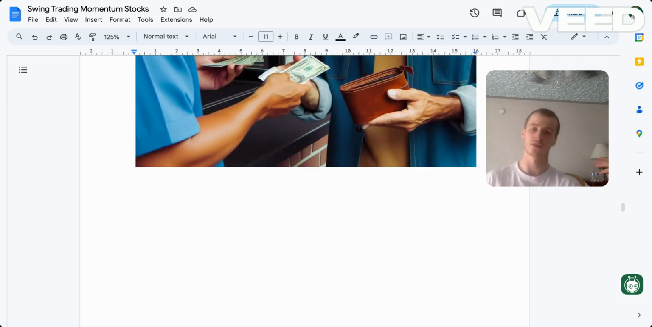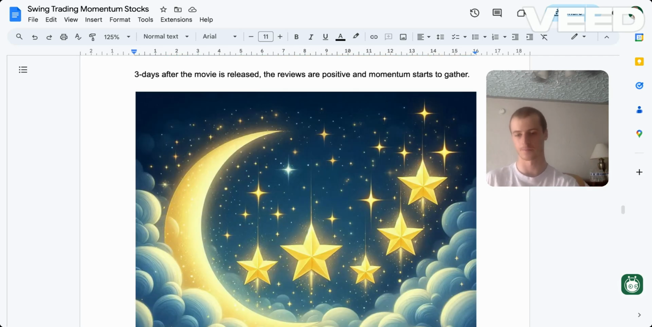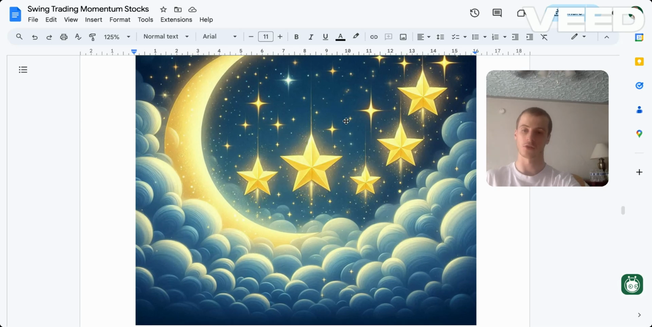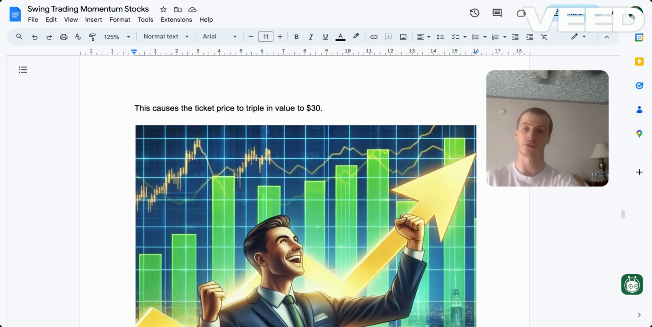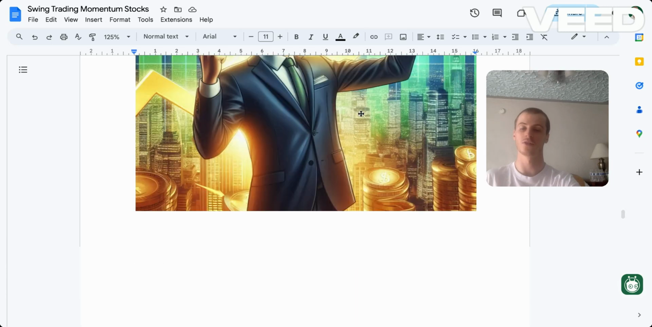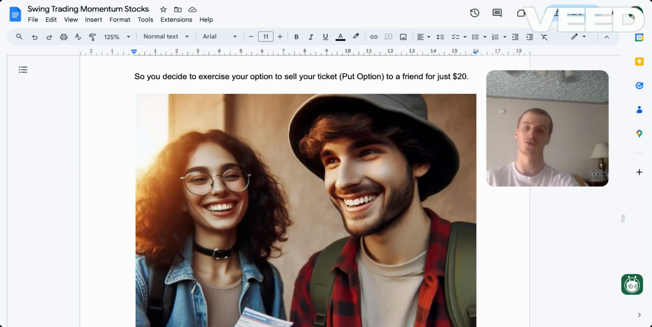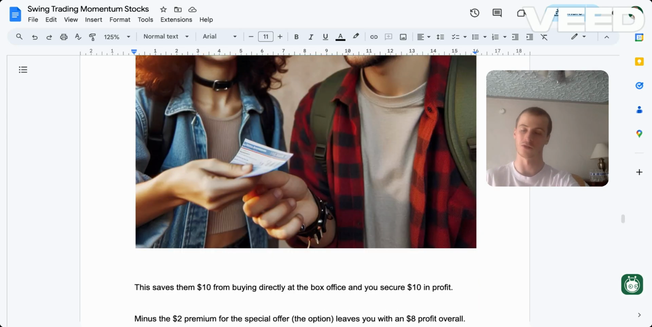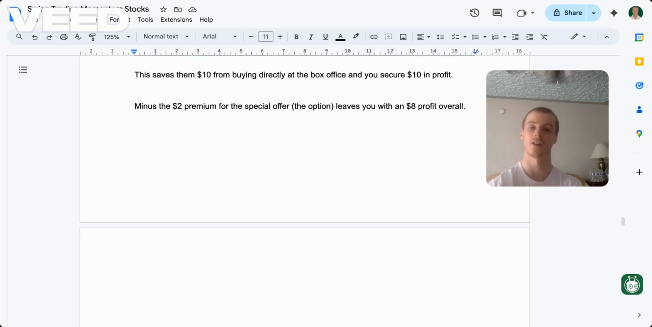3 days after the movie is released, the reviews are positive and momentum starts to gather. Okay? So at this point, we're in the money because the ticket price has now tripled in value to $30. So you decide to exercise your option to sell your ticket, the put option, to a friend for just $20. This saves them $10 from buying directly at the box office, and you secure $10 in profit. Minus, of course, the $2 premium for the special offer, which is the option contract to begin with, leaves you with an overall profit of $8.